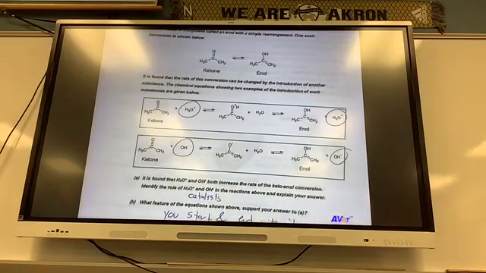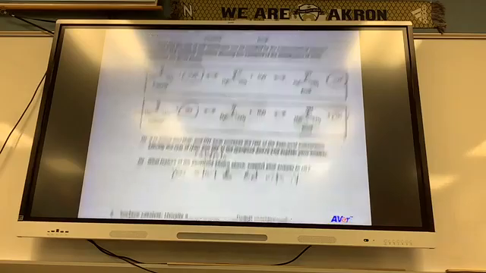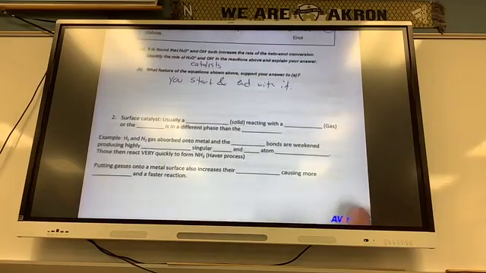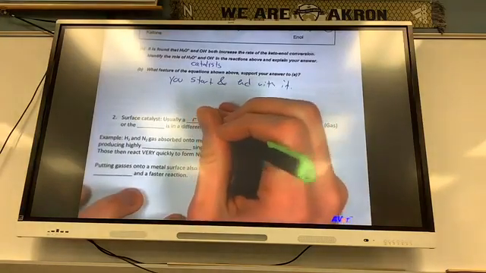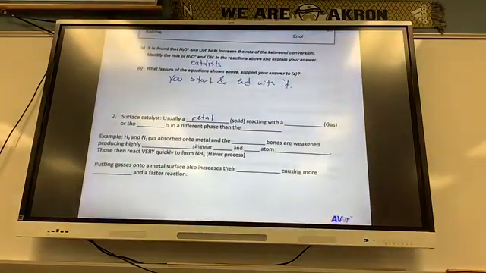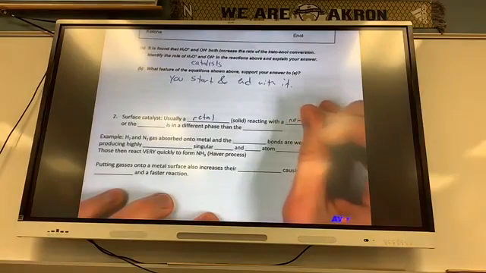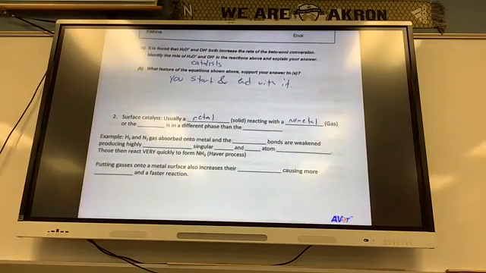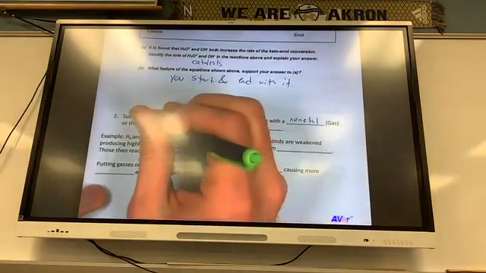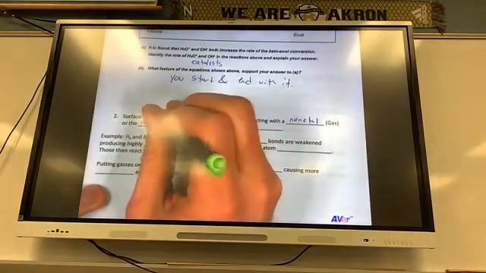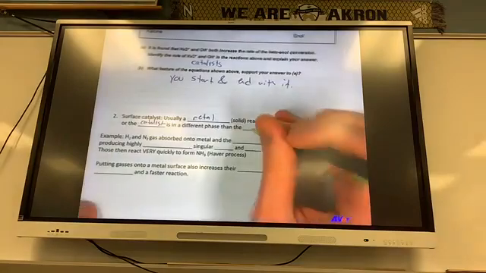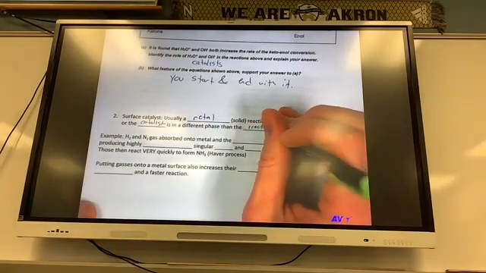So, there are a couple different types of catalysts we're going to talk about now. First one is a surface catalyst. This is usually a metal, which is a solid, reacting with a non-metal, which is usually going to be a gas, not a liquid, because that doesn't really make sense. Or the catalyst is going to be in a different phase than the reactants.